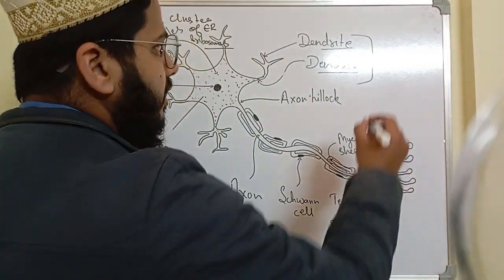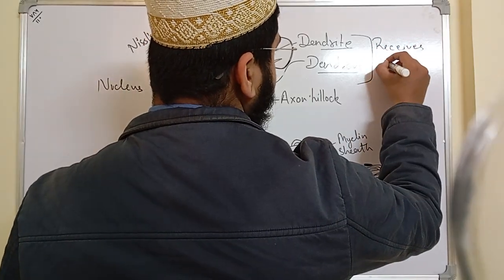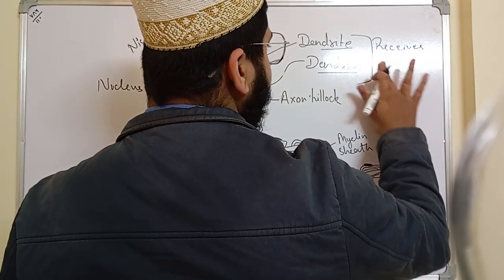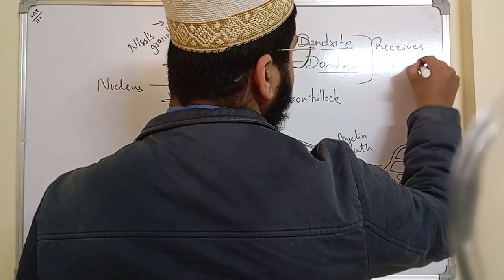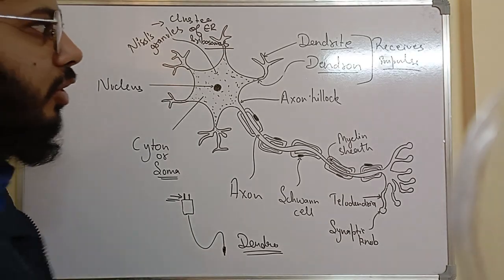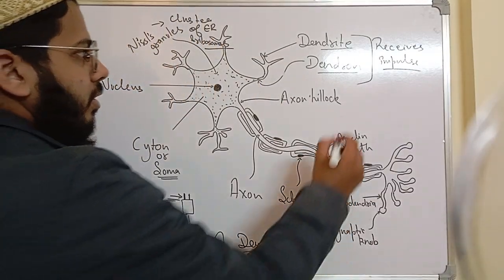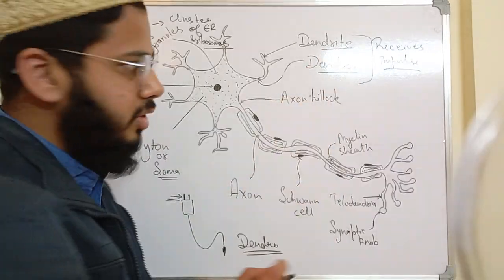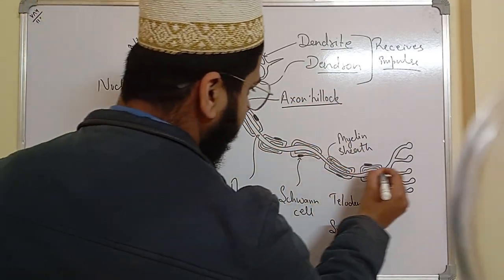So dendron receives the stimuli, or we can say it receives the impulse from other neurons, or from any organ, or from any receptor. It is short and unbranched. Then comes the axon hillock.